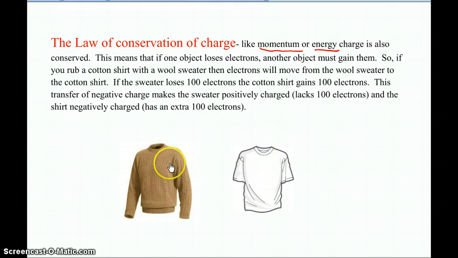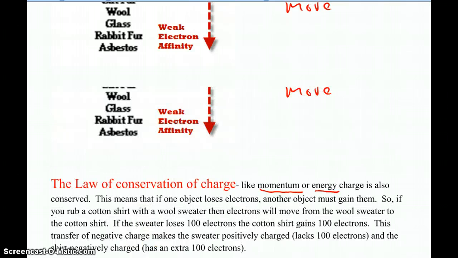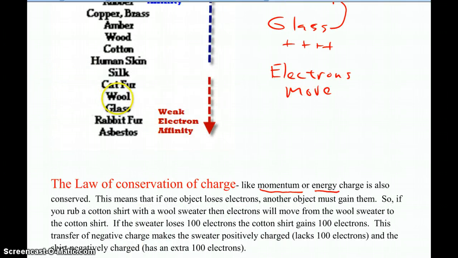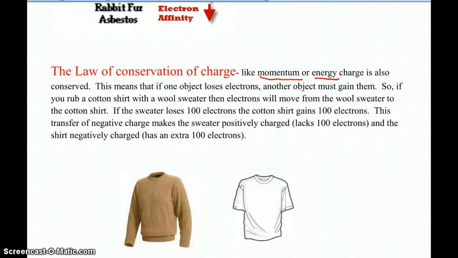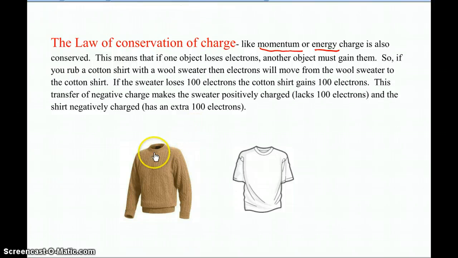So I've got a wool sweater and a cotton shirt. Now, from the table up above, the wool is lower down on the table than the cotton. So electrons will move from the wool to the cotton if they are rubbed against each other, and that will leave behind excess positive charge on the wool sweater, and it will take extra electrons to the cotton shirt, so it will end up negative.